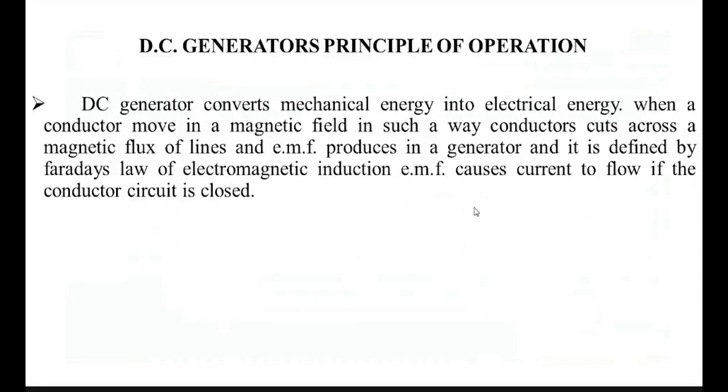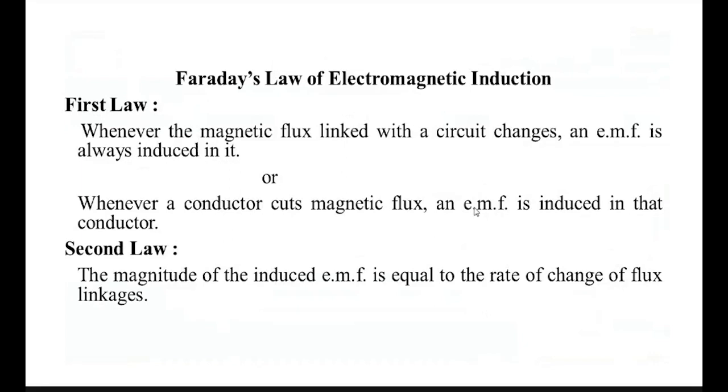Whenever a conductor or coil is rotated within a magnetic field and cuts the magnetic lines of flux, it produces an induced EMF. That is Faraday's law of electromagnetic induction. There are two statements of it, the first law and the second law. The first law: whenever a conductor cuts magnetic flux, an EMF is induced in that conductor. Or, whenever the magnetic flux linked with a circuit changes, an EMF is always induced in it.